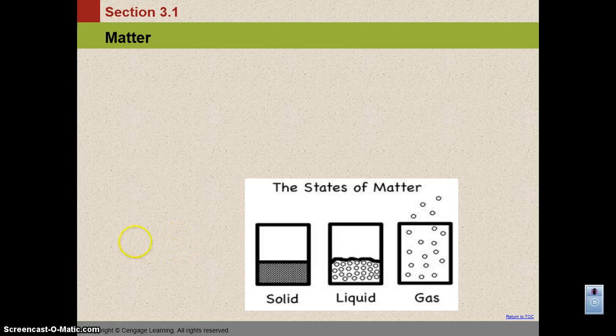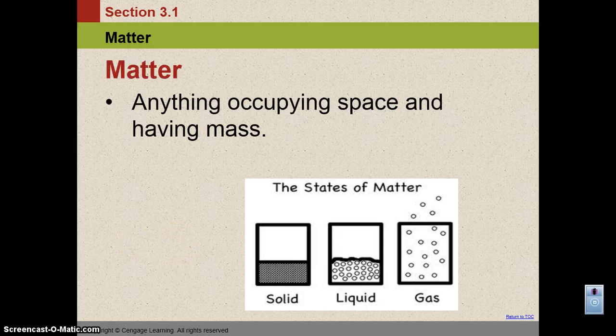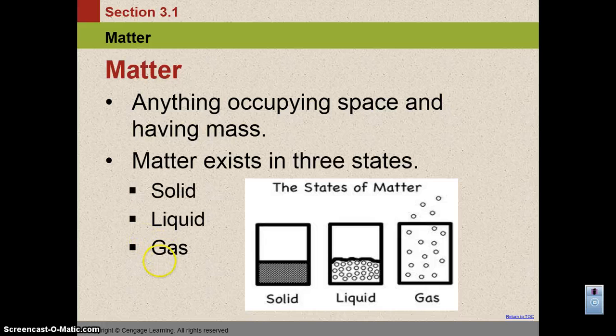So it's anything that occupies space and has mass. And we know that it exists in 3 states, and solid, liquid, and gas are those states. We'll talk about plasma at a later time. But the solid, if you notice the molecules in the solid, they're very close together. The liquid, there's more room between them, and in the gas, there's even more space between the molecules. And we'll talk about why those make solid, liquids, and gases, and what the distance between the molecules has to do with it.